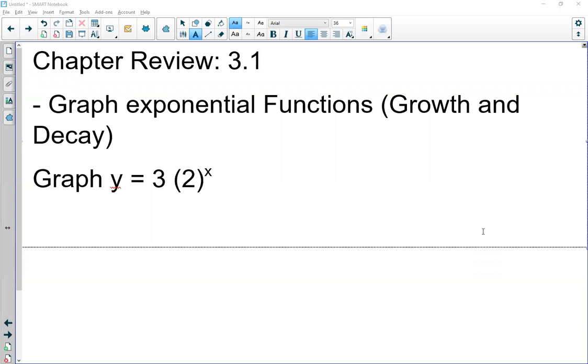Offhand right now, so I might forget something, but I'll make sure to cover it. Test review, yeah. Chapter review for the test, yeah.